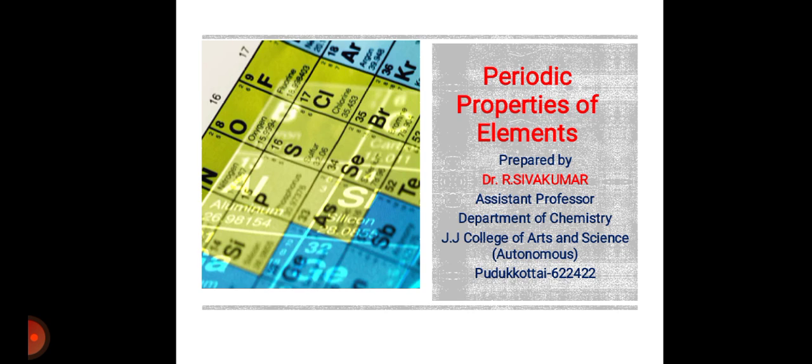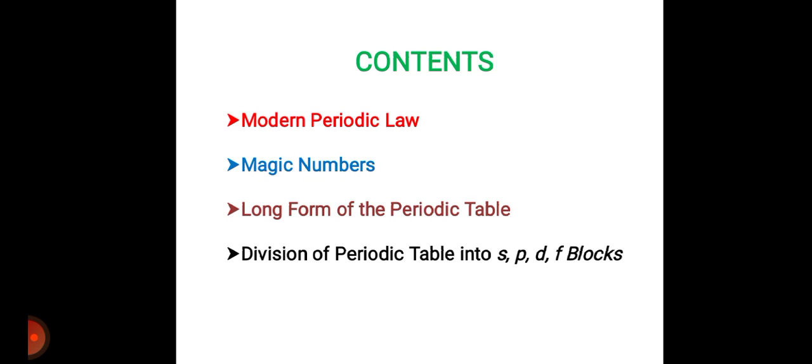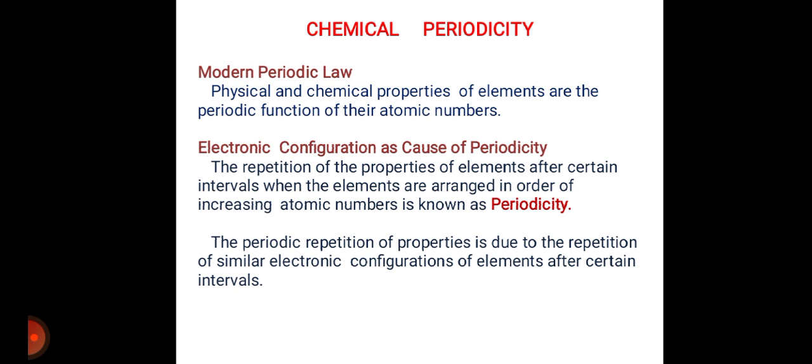Now we will discuss what is modern periodic law and what is a magic number, and then the long form of the periodic table, and last one is the division of periodic table into s, p, d and f block elements. So let us see what is a modern periodic law.